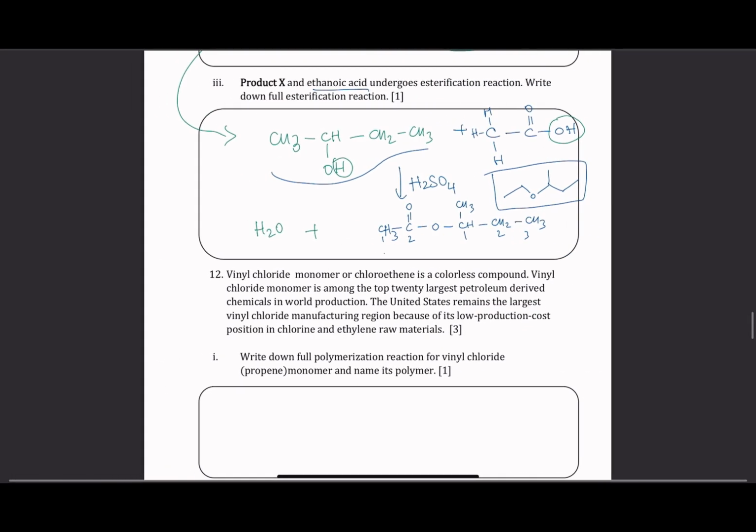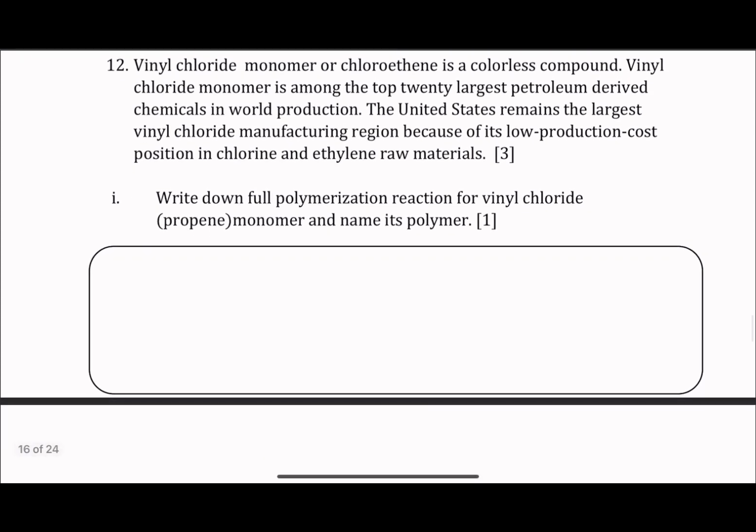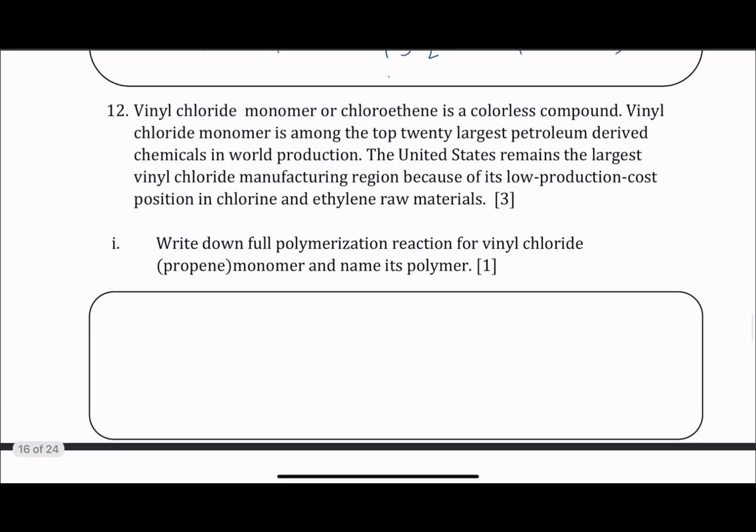Okay, so now we move on to the next question. Now, vinyl chloride monomer or chloroethene is a colorless compound. So we have this in our PPT. Chloroethene or vinyl chloride is written like this. I got 2 carbons, 1 chlorine, hydrogen, hydrogen, hydrogen, and then I would have a double bond like this. Now, it is asking us to write down the full polymerization reaction for vinyl chloride.